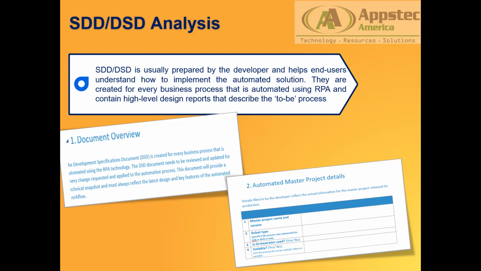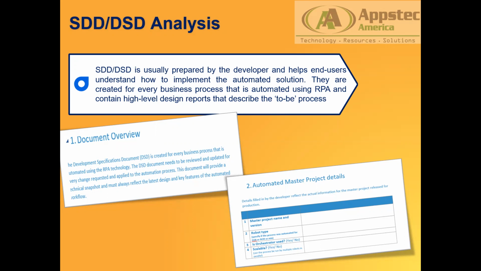What is it? We call it SDD, a solution design document, or at times it is also called DSD. DSD is a term which is used at times, as different companies use different terms. So it is SDD, solution design document, or at times DSD in UiPath, or what we call technical design document or design specification document. That's what DSD is. Okay, so DSD or SDD is a document that is generally prepared by the developers to help the end users understand how this automation has been implemented.